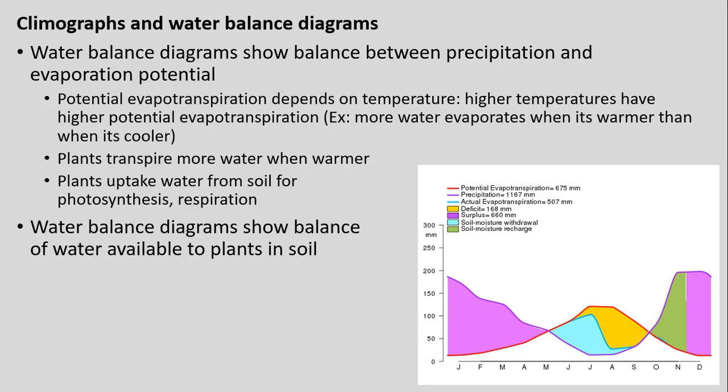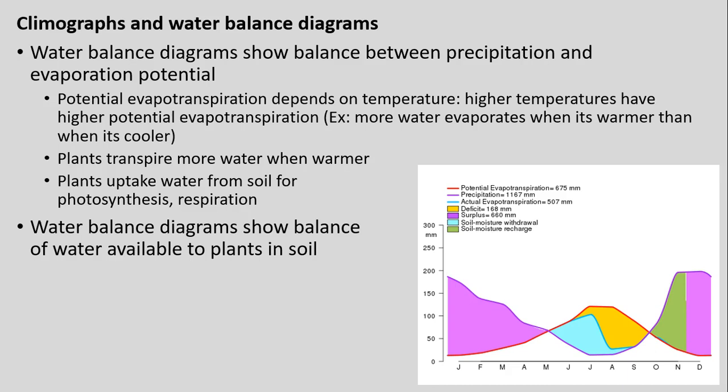And so to also work in tandem with that, we will now be looking at these water balance diagrams. These show a balance between essentially precipitation and evaporation. So we're going to be talking about evaporation and potential evapotranspiration in this next slide. Essentially, that is dependent on temperature. We can think that when it's higher temperatures out, we're going to have a higher potential evapotranspiration.